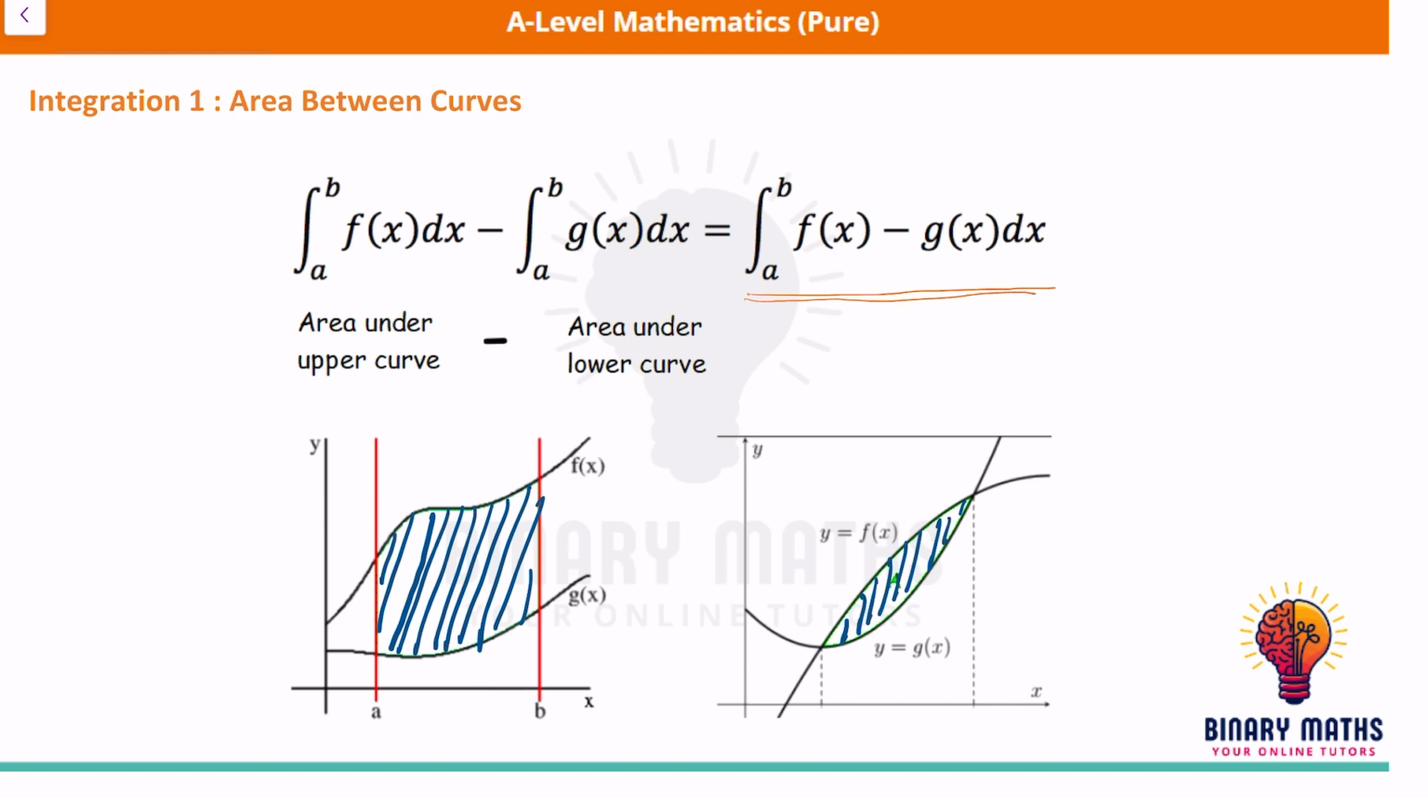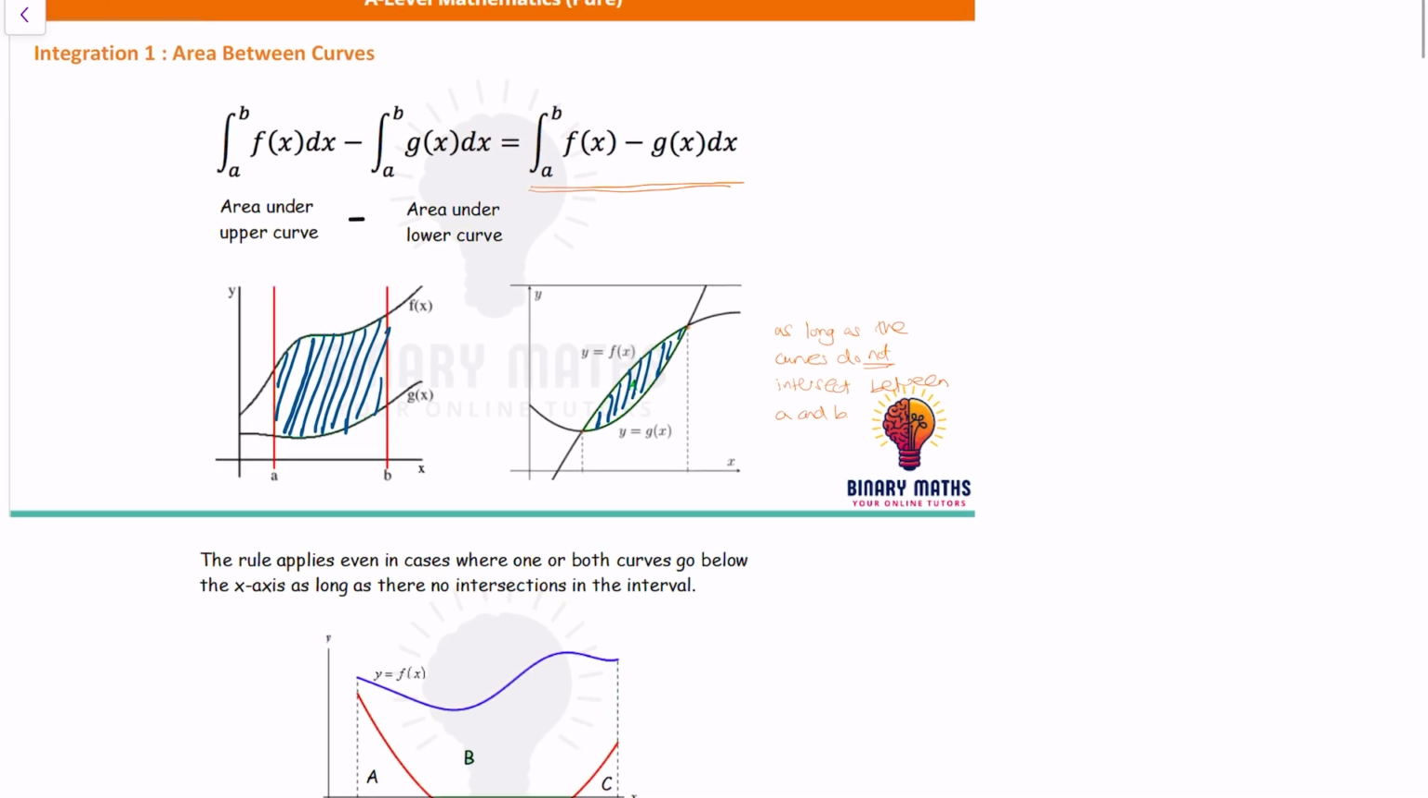Okay. Now this rule only works as long as the curves do not intersect between a and b. So they can meet at a and b, but not in between it.